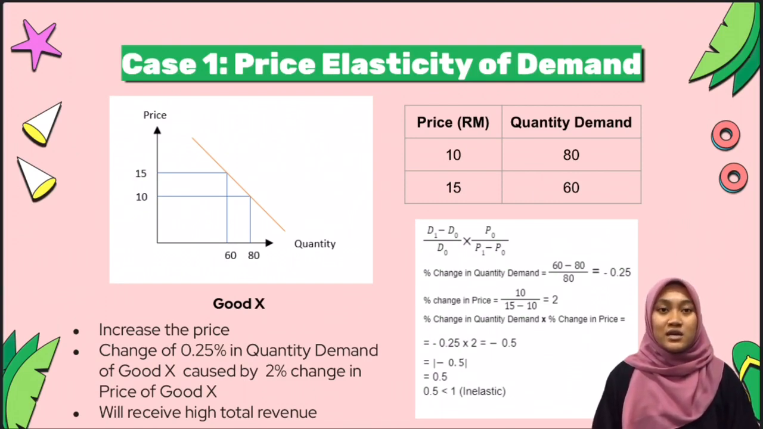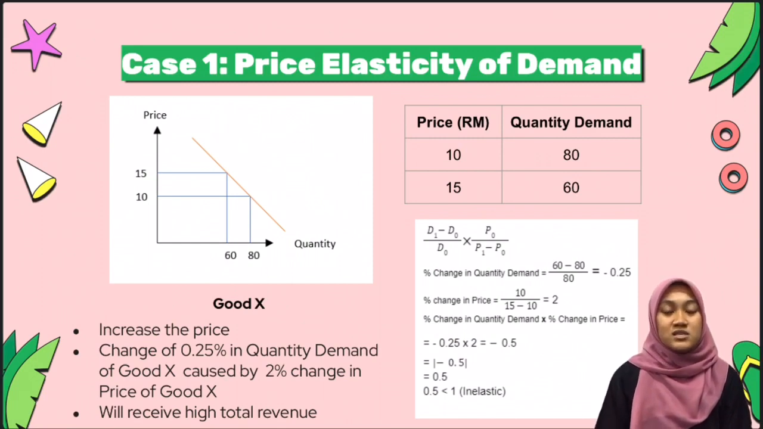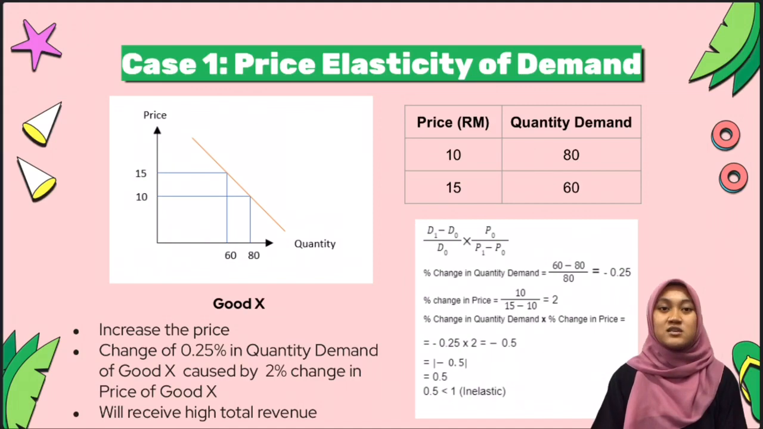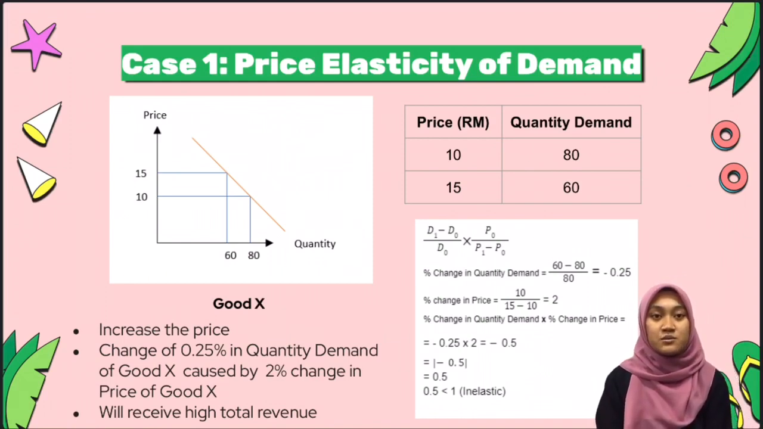We are going to calculate the elasticity using a formula, which is percentage change in quantity demanded divided by percentage change in price. So we get the value of negative 0.5. We are going to make the value positive using modulus and we got 0.5. We know that 0.5 is less than 1, thus the type of price elasticity is inelastic.